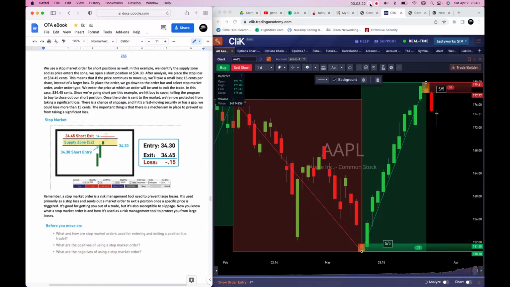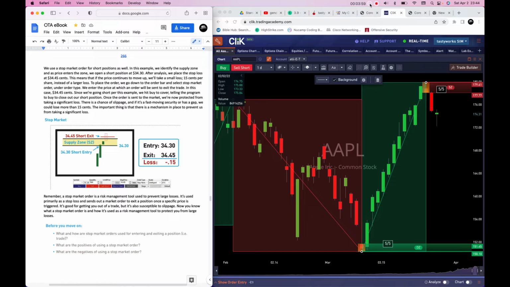In this example, we identify the supply zone, and as price enters the zone, we open a short position at $34.30. After analysis, we place the stop loss at $34.45. This means that if price continues to move up, we'll take a small loss, 15 cents per share, instead of a larger loss. To place the order, we go down to the order bar and select Stop Market Order under the order type.